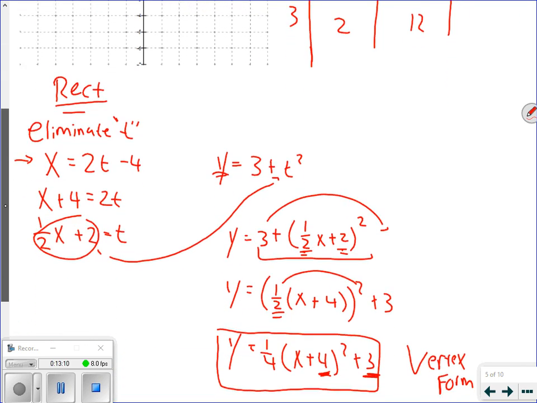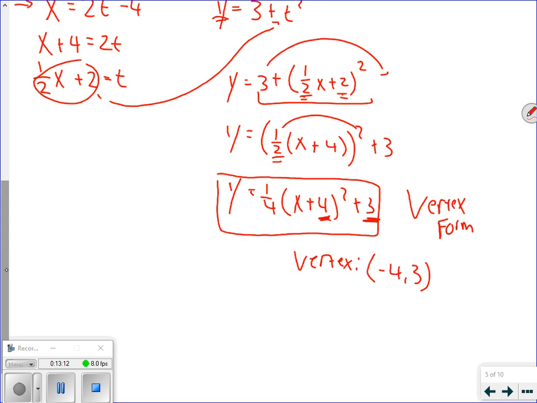So the point I'm trying to make is that if you want to change it from a parameter back to a rectangular equation, you can. It eliminates the parameter, so it kind of eliminates that direction, but it does graph the same exact equation with the same exact shape.